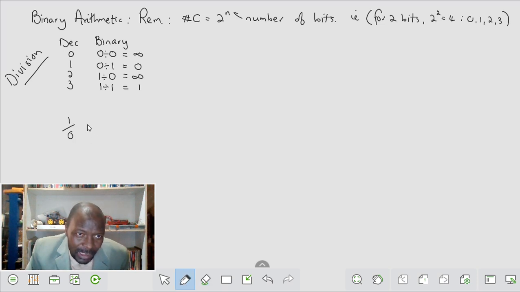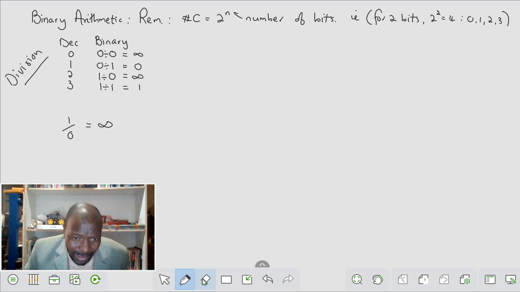I've tried to take zeros from 1 and I could keep taking nothing until kingdom comes. So again, 1 divided by 0 is going to be infinite. We can take this an infinite number of times and we'll still be left with what? With our 1. So now, the 0 divided by 0 is a little complex.